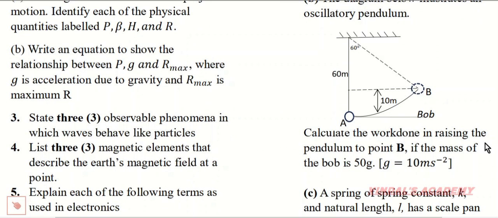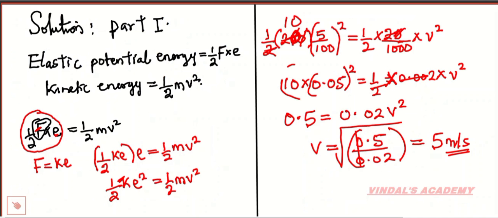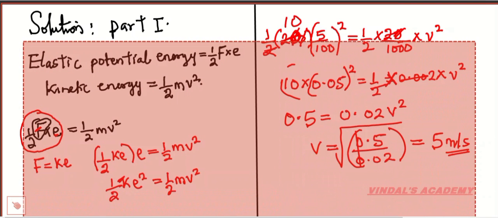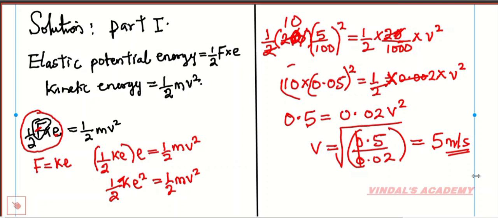Now they say we should write an expression or an equation to show the relation between P, G, and R max. When we talk about R max, I will do this one in the other part, please. Everything here should be clean. Somebody should wipe the board. All right.